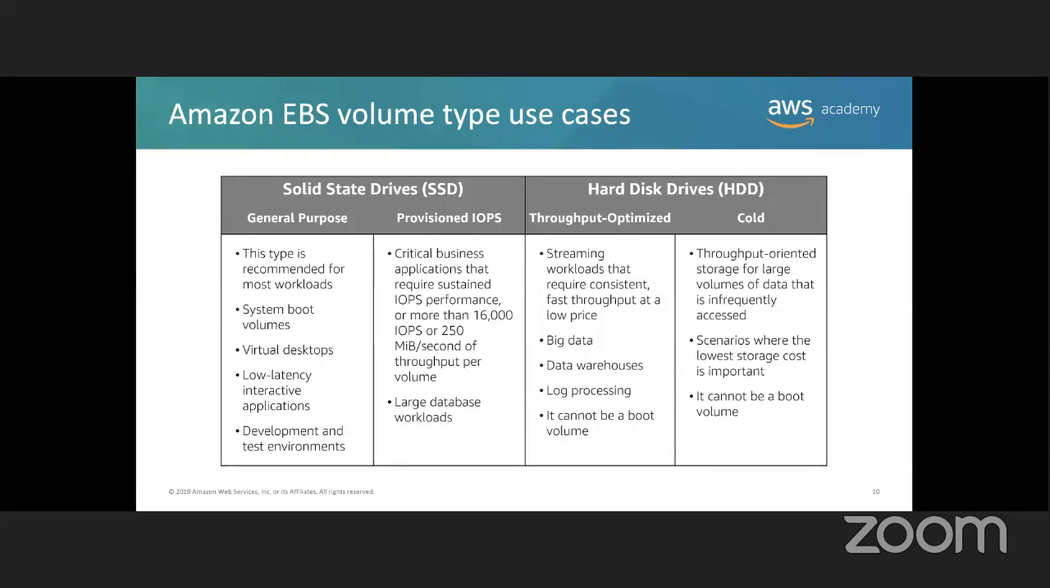Throughput optimized: streaming workloads that require consistent fast throughput at a low price. Why? Because it's cheaper. You know, the ones on the left are more expensive. The ones on the right are less expensive, right? Big data, for example, guys, there are keywords here. Large database workloads, okay? Sustained IOPS performance, right? Recommended for most workloads, okay? Low latency interactive applications. Big data, okay? And data warehouses.